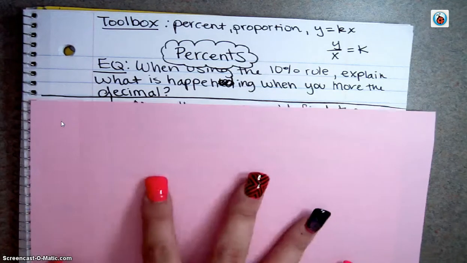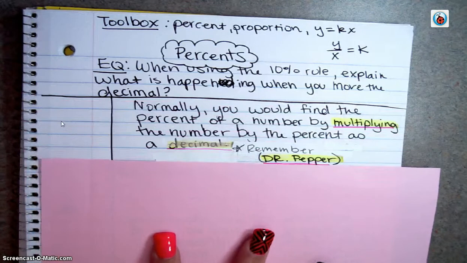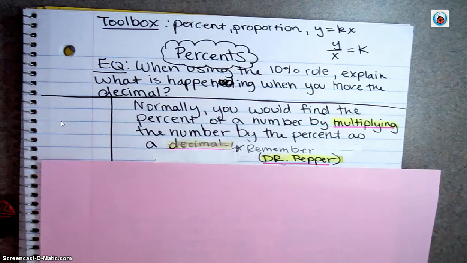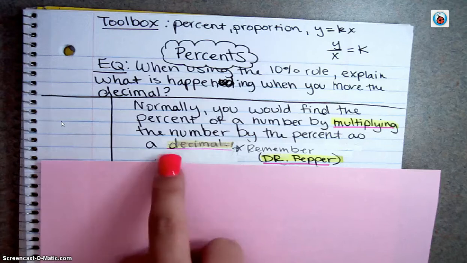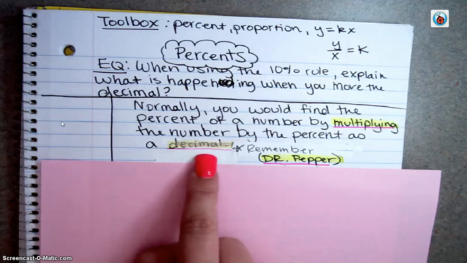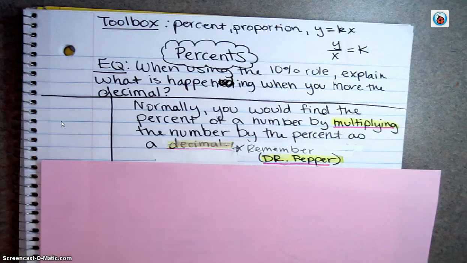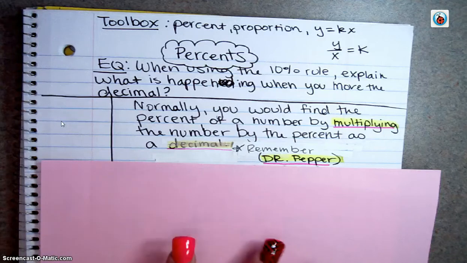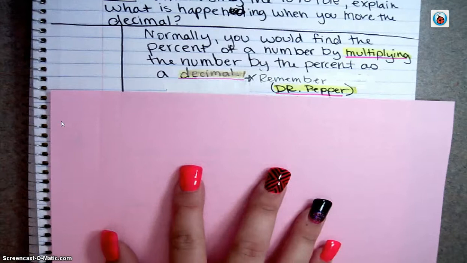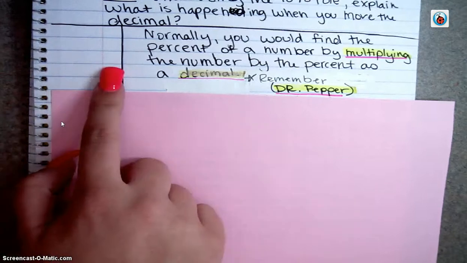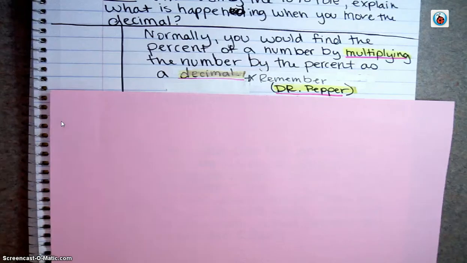Okay, first thing we're going to talk about is finding the percent of a number. Normally you would find the percent of a number by multiplying the number by the percent as a decimal. The highlighter smeared it, but it definitely says decimal. So remember Dr. Pepper, how to convert a percent to a decimal. Let's look at an example. If you need to pause to copy this down, go ahead and do so now.